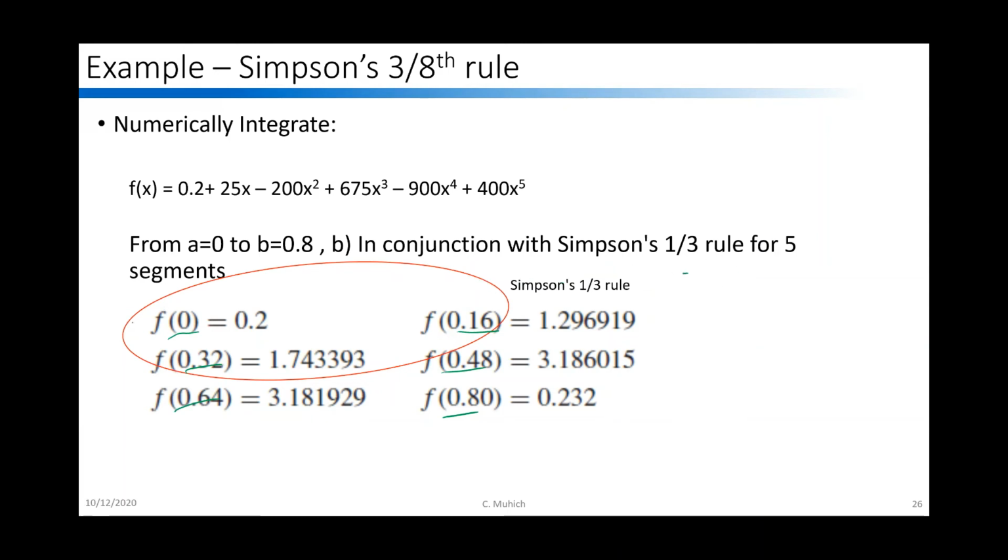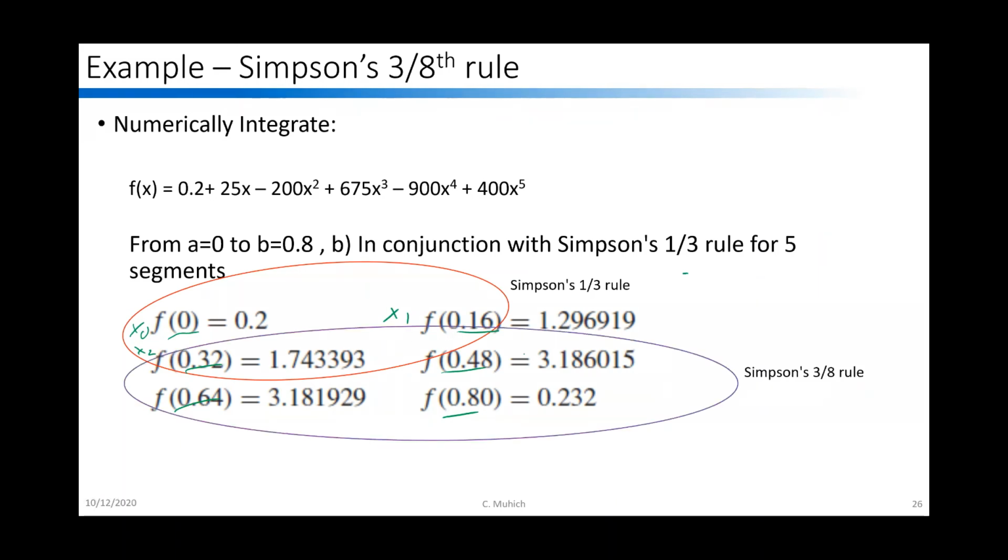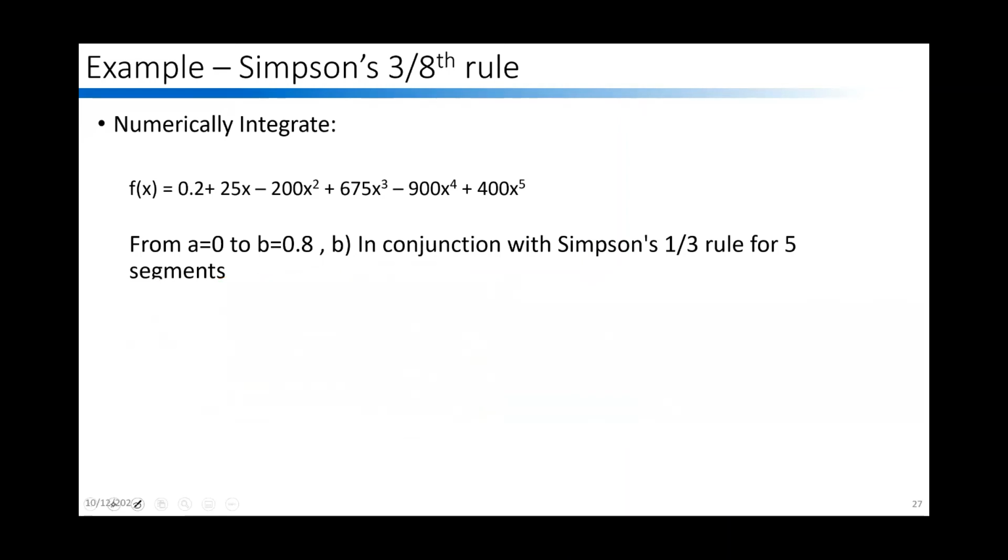So we're going to do this with the first 3 numbers. x0, x1, x2, we're going to use for Simpson's 1/3 rule, and then we're going to use these 4 points, so x2, x3, x4, and x5, for Simpson's 3/8 rule. What you'll notice is x2 is doubled because it forms the end of the first segment and the start of the second segment. So let's go in and we can do these different pieces.